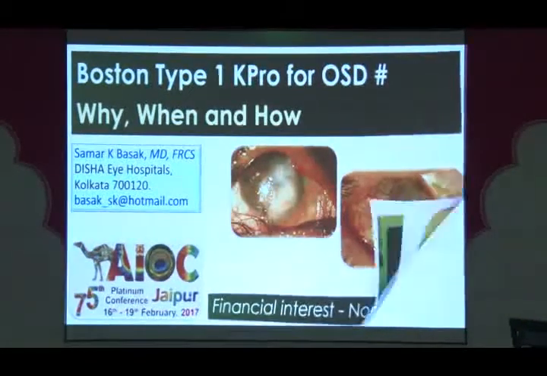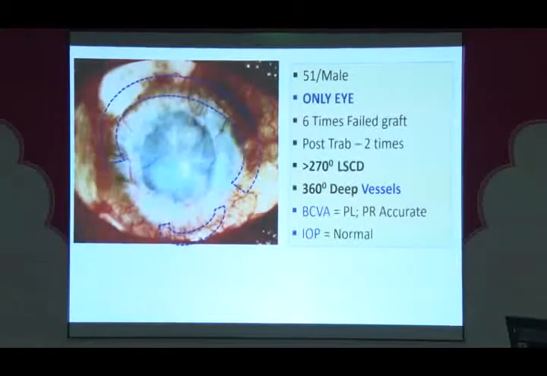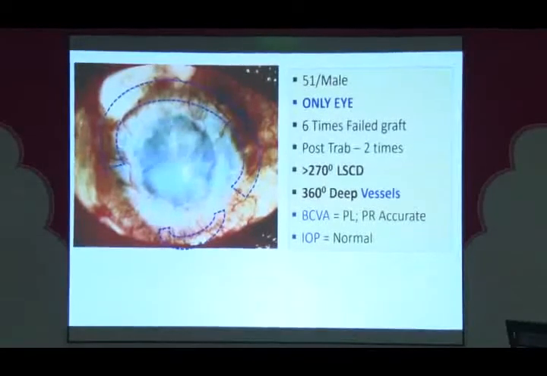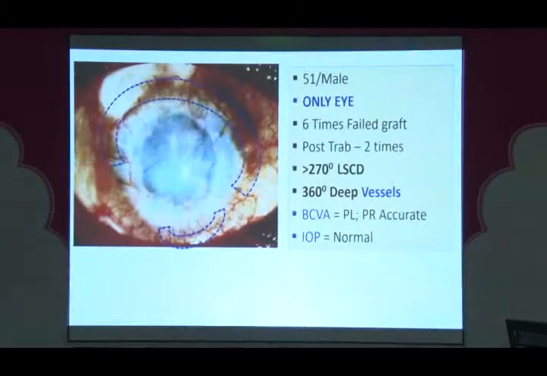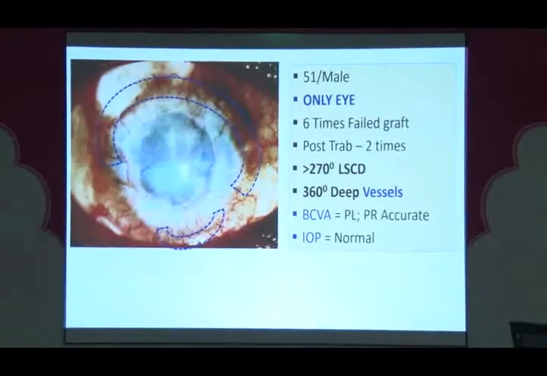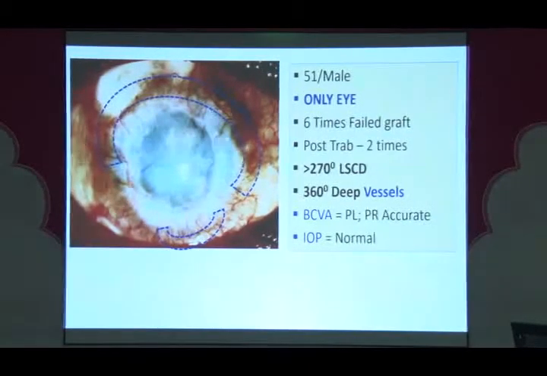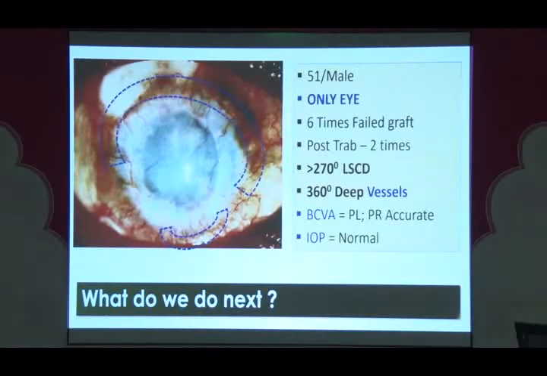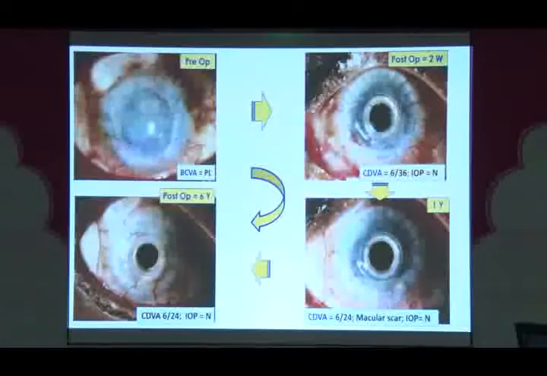Dr. Basak: So basically my talk is on Boston K-Pro in end stage OSD. This is a 51-year-old male, only eye, with a six-times failed graft. You see the amount of vascularization and surface changes. So what do we do next? The only answer is Boston K-Pro 1. Otherwise, wet surface. We did Boston K-Pro, this is now the 7th year running, and this patient is still doing good with 6/24 vision. IOP is normal. He had a macular scar.